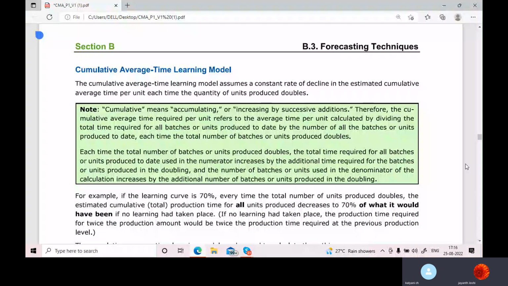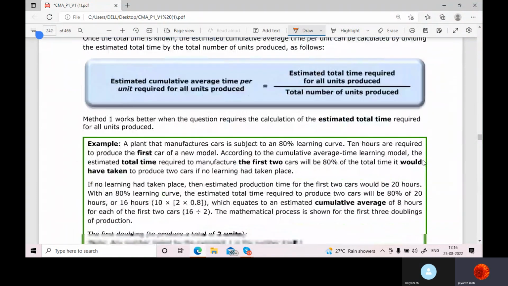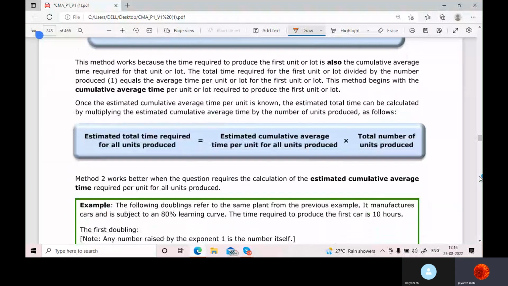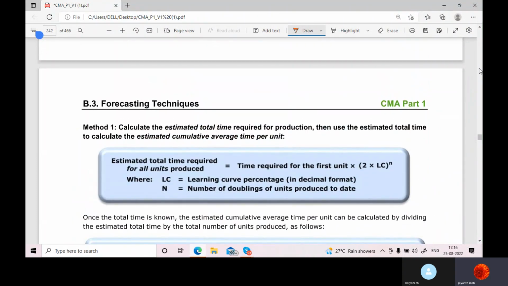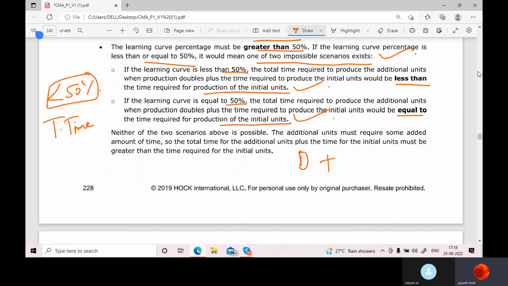So can you please say the examples of the 2 points? Example is coming, madam. Here the example is coming. Here we will see. Okay. That means if you enter into doubling period, whatever the additional units you are making, you'll take less time than what you were taking for producing initial units, correct? If the learning curve is less than 50, more than 50 means you'll take same time. That's what they're saying.